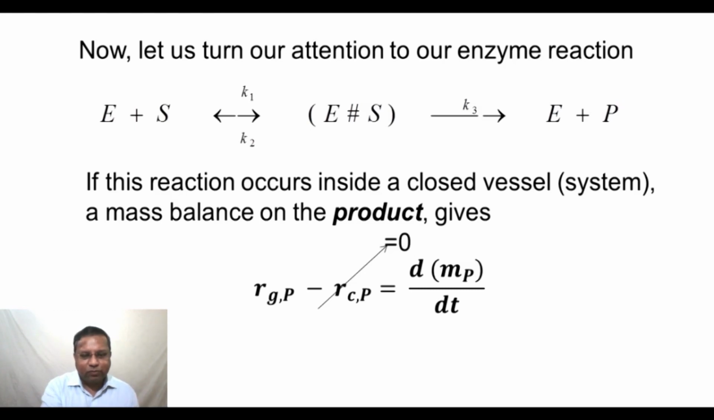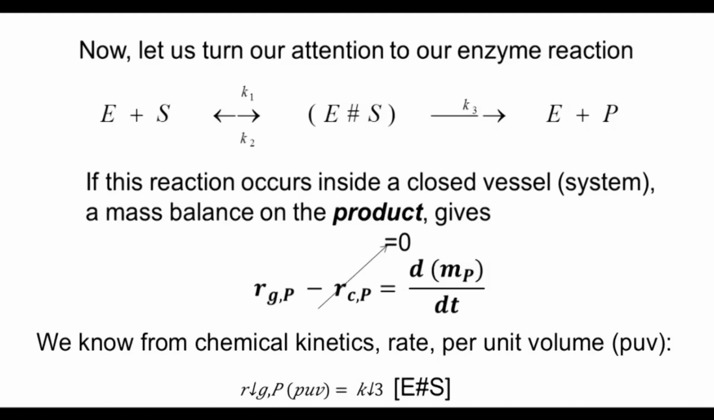If we assume that there is no consumption of the product, then the rate of generation of the product equals the rate of accumulation of the product. And we know from chemical kinetics that the rate on a per unit volume basis, the volumetric rate as we call it, is RGP per unit volume. This is the normal way in which we write our rates on a per unit volume basis. This rate is on a mass basis, mass per time. This is mass per volume per time. This is what you'd have learnt in your high school, higher secondary school, and so on.